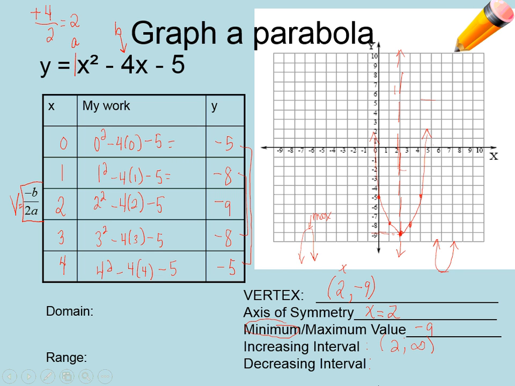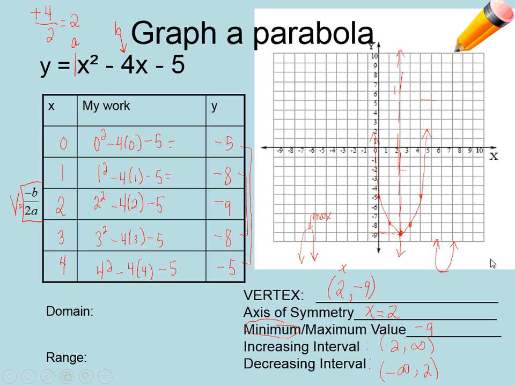And then my decreasing interval, it decreases. It's going to keep decreasing. Even though my arrow is going up, this is going down, because my graph is continually going down until it hits the minimum. So the decreasing interval is going to be negative infinity all the way until I hit 2.